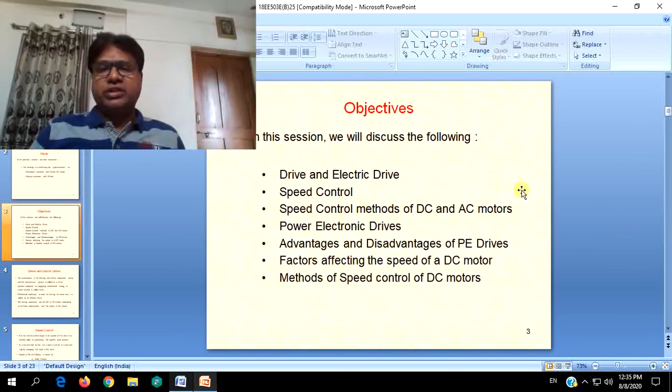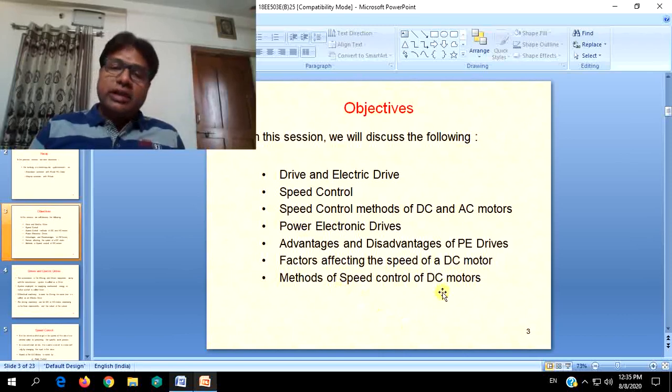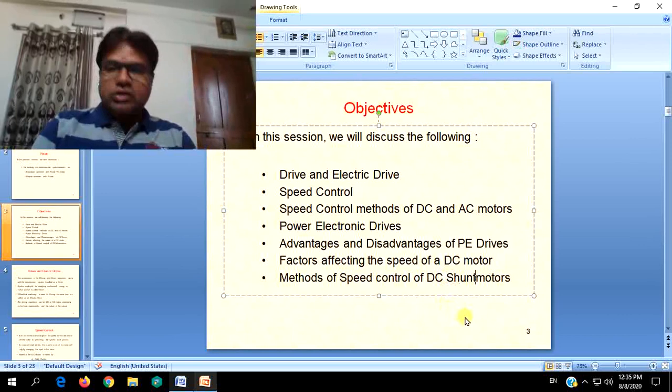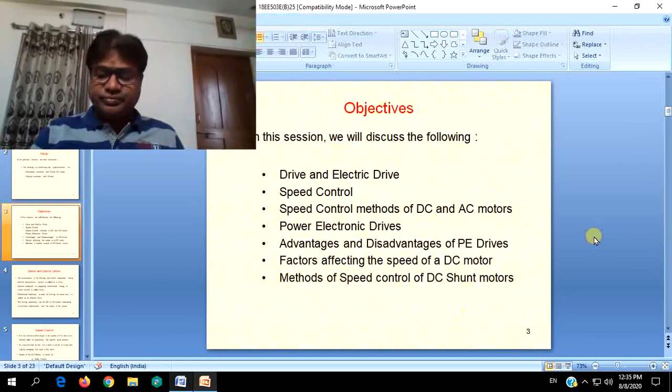The objectives of the present session are to understand what is a drive actually, and what would be an electric drive. Speed control related to these drives. Next, various speed control methods of DC and AC motors. Power electronic drives, that is the drives using power electronics devices. Advantages and disadvantages of power electronic drives. Next, the aspect of DC shunt motor speed control, factors affecting the speed of a DC motor, and again methods of speed control of DC shunt motors in particular we are going to discuss.